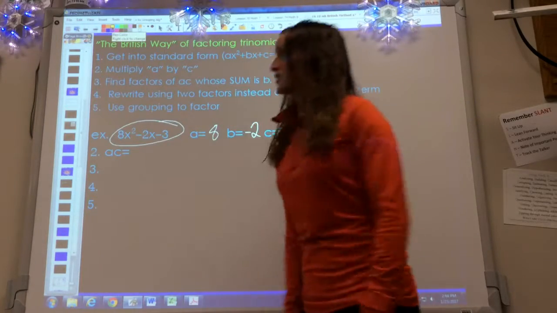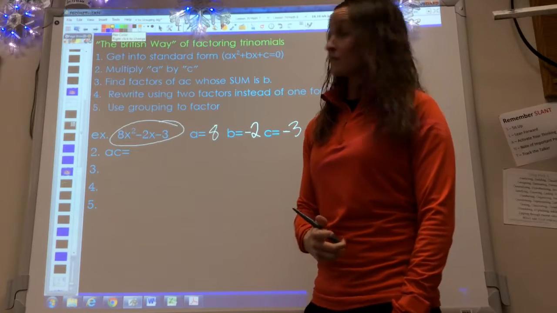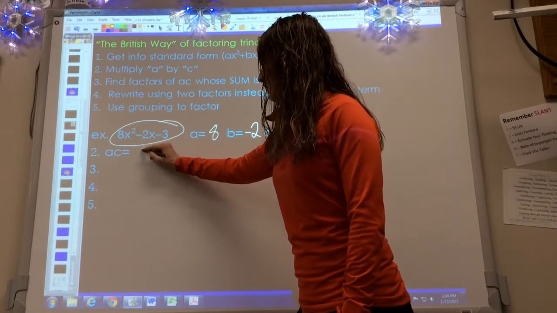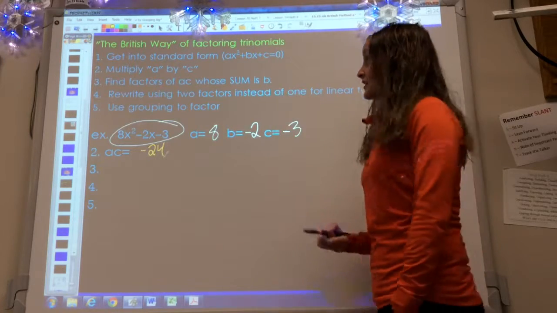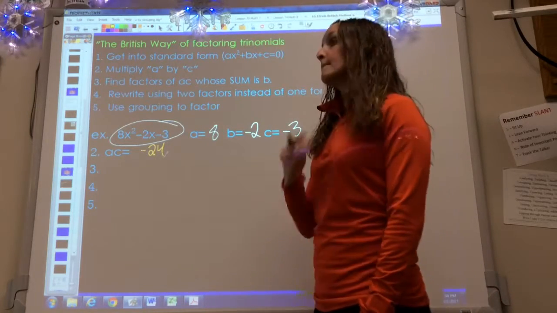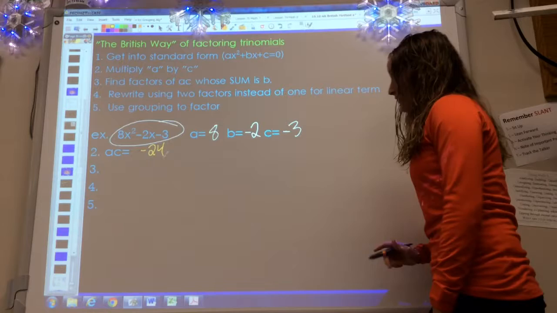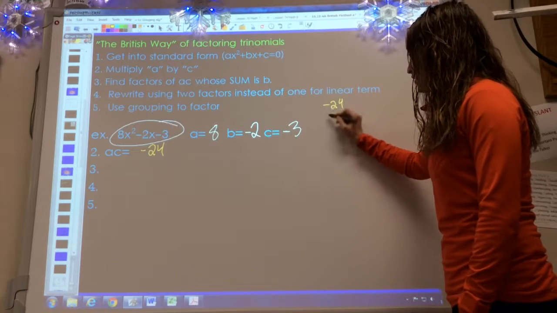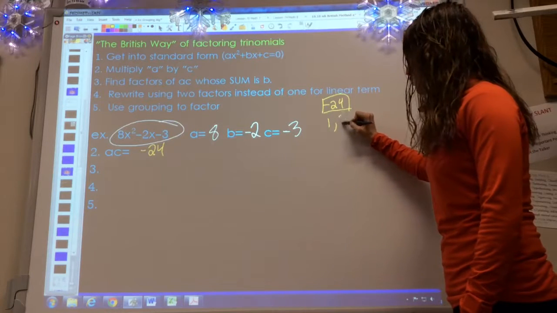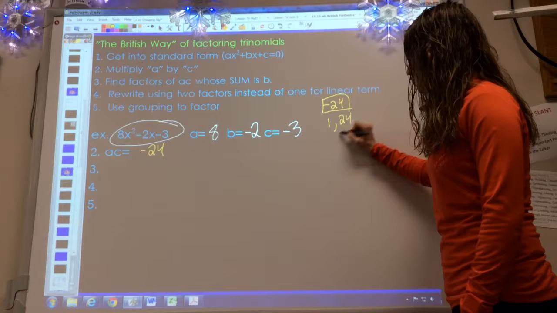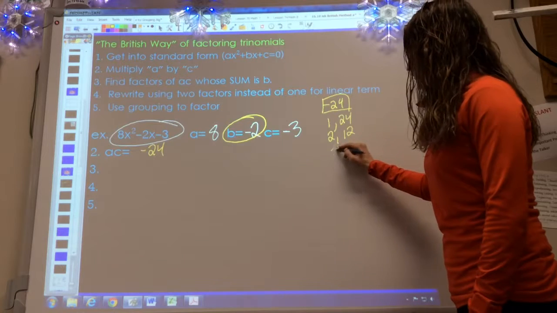Someone different. What is our second step? Multiply A and C. Which is? Negative 24. Excellent. Someone different. What is step 3? Find factors of AC that add up to B. I would always like you to write down the factors of your AC. So the factors of negative 24 are 1 and 24, 2 and 12. And what do we want them to add up to? Negative 2. Wonderful.